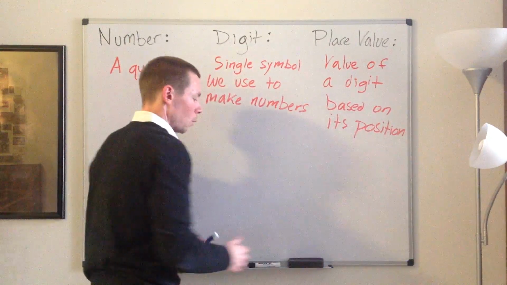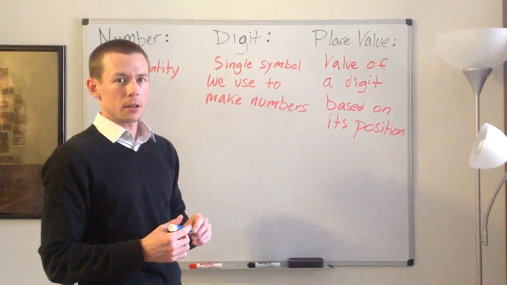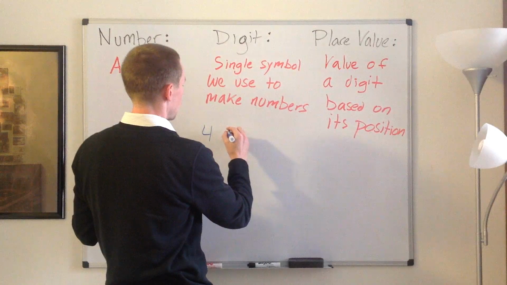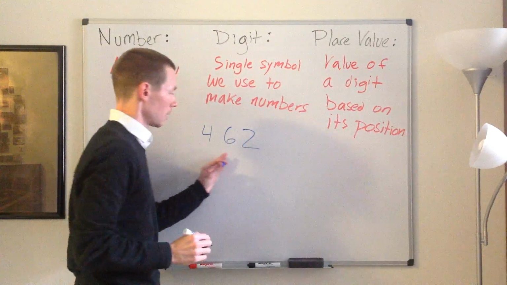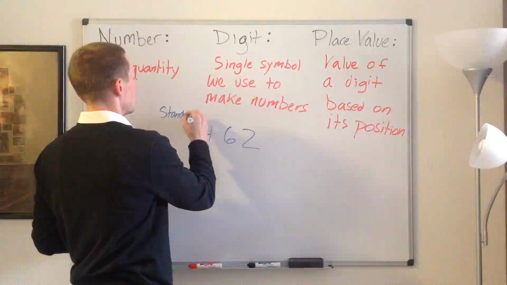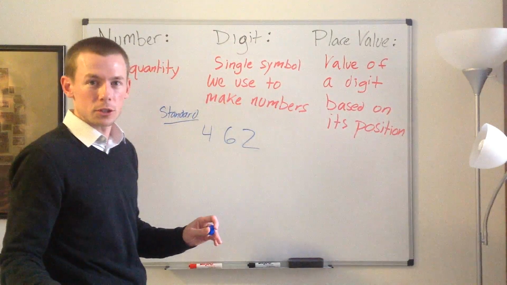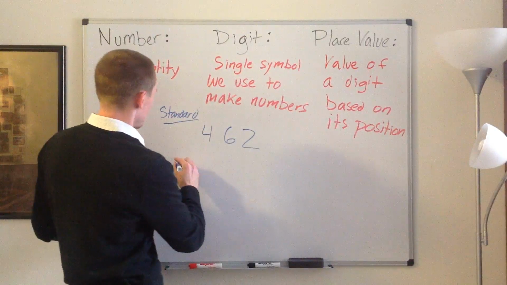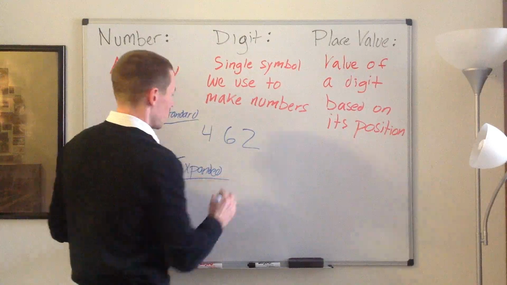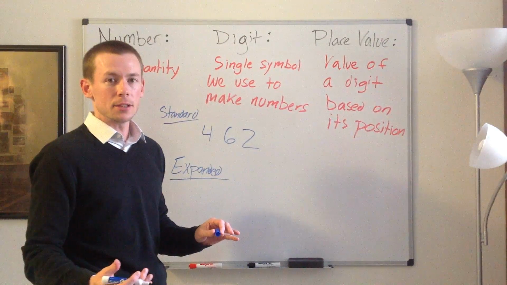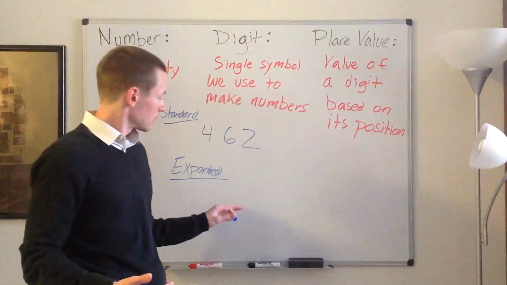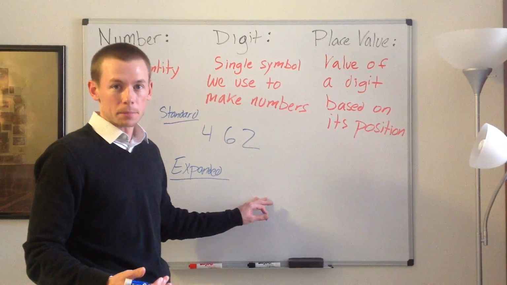Okay, and one other thing that I should mention in regard to this topic is when you have a number, say 462, written like this, that is standard notation, and that's what you're used to seeing in everyday life. But there is also a notation called expanded notation, and what that does is it identifies the place value of each digit and writes them all as a sum.